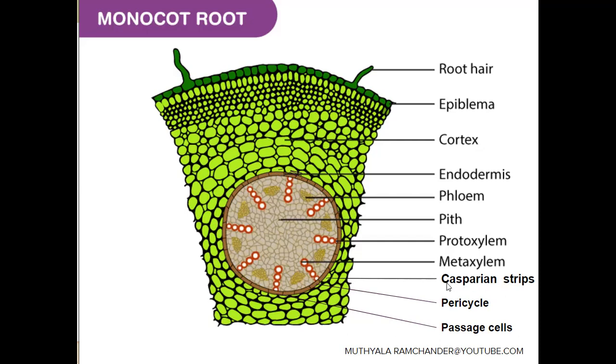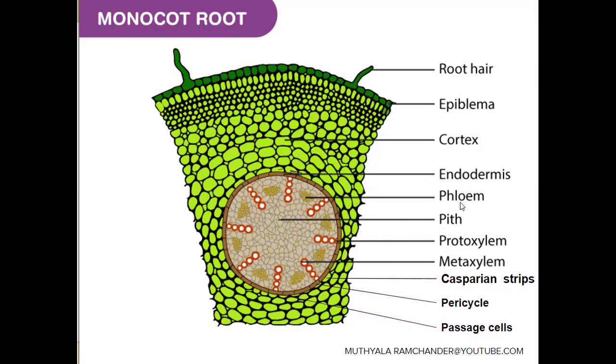Casparian strips were first identified by the scientist Caspary, so the strips are called Casparian strips. And one more important point in the endodermis: opposite the protoxylem, passage cells are present. The main function of passage cells is to allow water and minerals from cortex to stele.